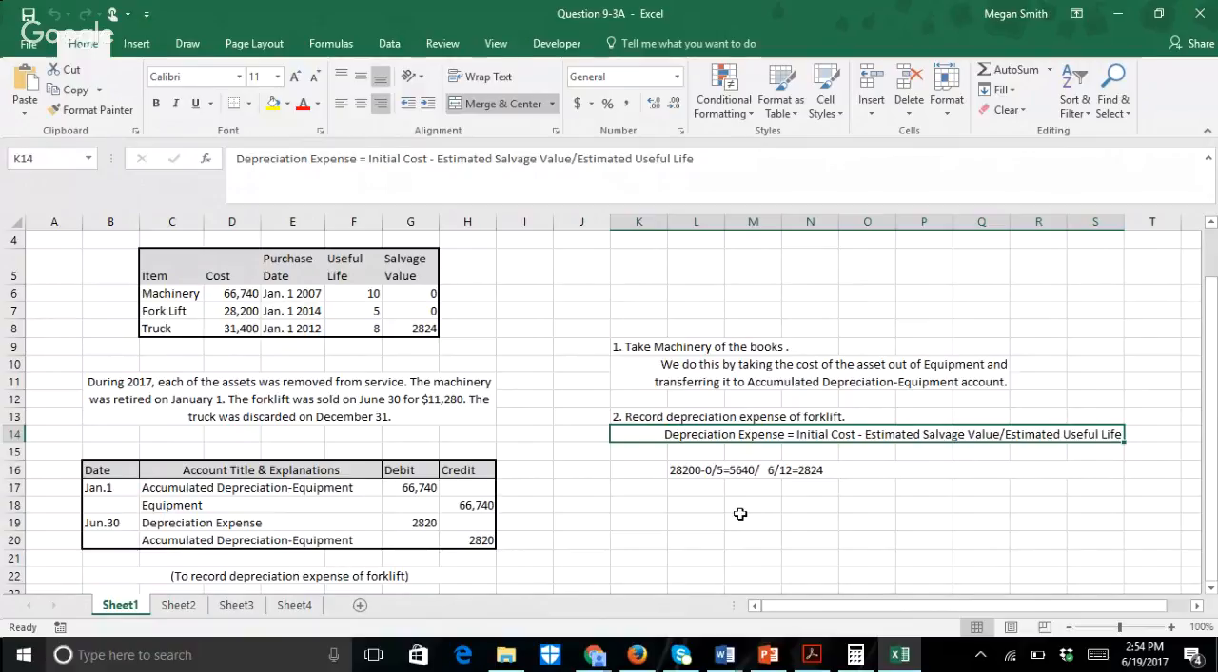The other thing you need to look out for on this problem is that it said this was actually sold in June. So we want to take this, the $56.40 per year, and we're going to cut that in half, because for this year, we only used it from January to June. So the depreciation would be $2,824. So we add that to depreciation expense and we credit accumulated depreciation for the equipment.